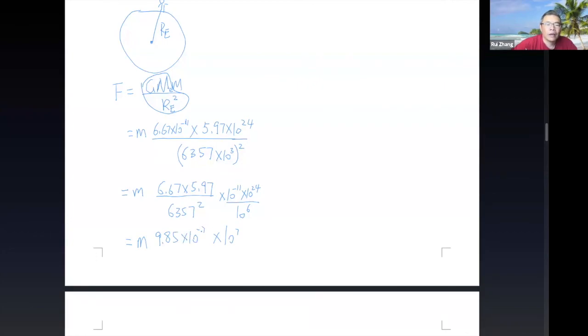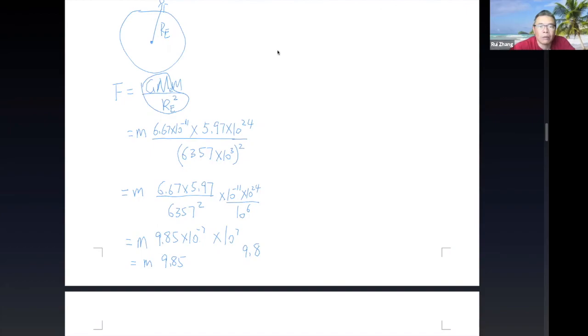Again, I'm keeping 3 sig figs here because these numbers have 3 sig figs, so I threw away all the other numbers. So here I got this, right? This 10 to the negative 7 and 10 to the 7 cancel out. So in the end, I got something like this, m times 9.85. Well, as I said, this number is something we're already familiar with, right? Remember we have this 9.8 here for the acceleration. So why do we get this number?